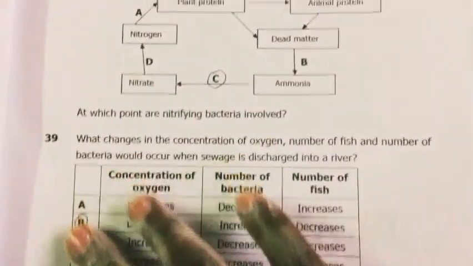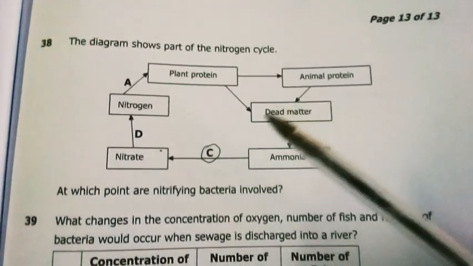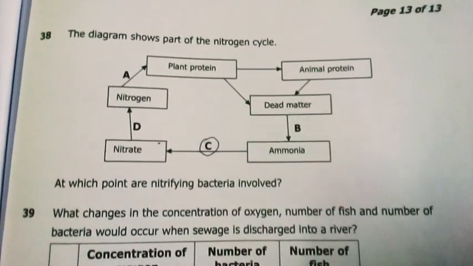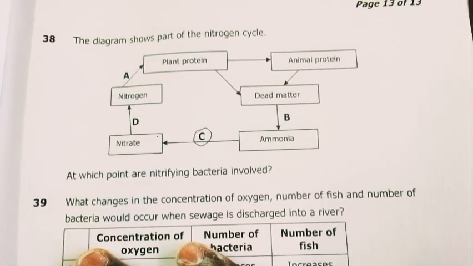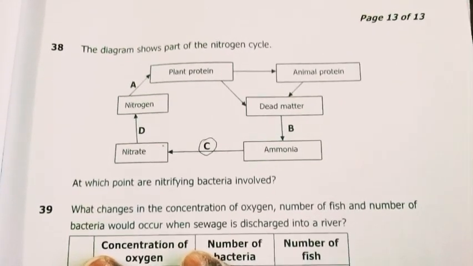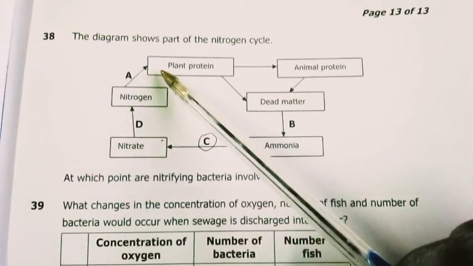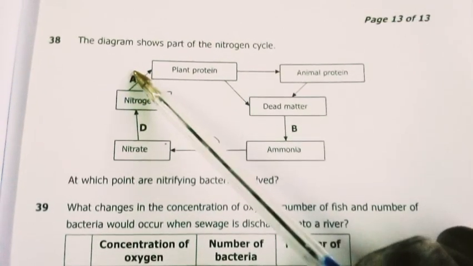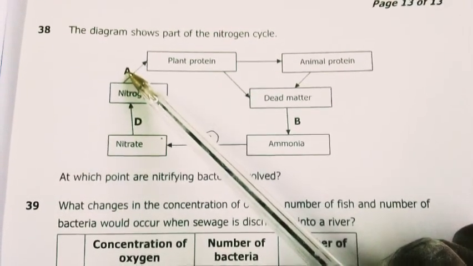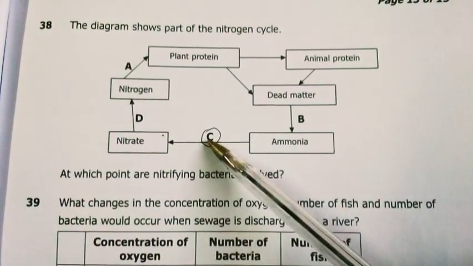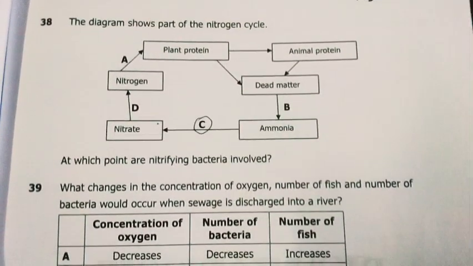Our last 3 questions to wrap up this paper. 38. The diagram has nitrifying bacteria, denitrifying bacteria, nitrogen-fixing bacteria, and the like. But the answer here is C. At which point are nitrifying bacteria involved? At C. D are denitrifying bacteria. They digest nitrates to produce nitrogen. The nitrogen is taken up by plants or is converted to other compounds and nitrates by nitrogen-fixing, not nitrifying, bacteria. So these are nitrogen-fixing bacteria, denitrifying bacteria, nitrifying bacteria, then dead matter to ammonia. These are just decomposers, like detritivores. That's B. So our answer there is C.